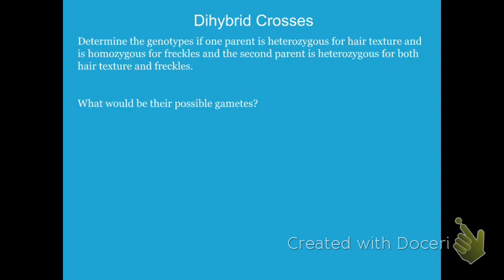Okay, so let's do an example together. It says, determine the genotypes if one parent is heterozygous for hair texture and homozygous for freckles. So that means they have big H, little h. Sorry, let me put that here. Let's put the parent genotype here: big H, little h, and homozygous for freckles. And then we're going to cross with the second parent, who is heterozygous for both. So like this. So what would be the possible gametes?